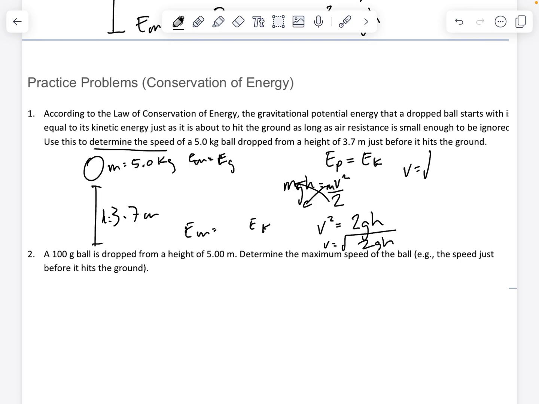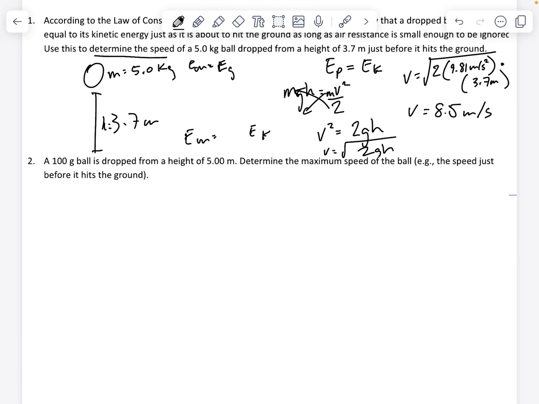So the speed is going to be the square root of 2 times gravity, 9.81 meters per second squared, times, sorry, I'm running out of space here, times the height, which is 3.7 meters. And so the speed is going to be equal to 8.5 meters per second.